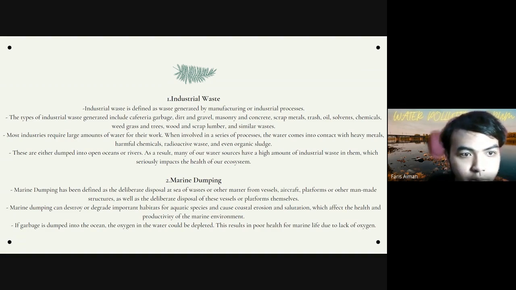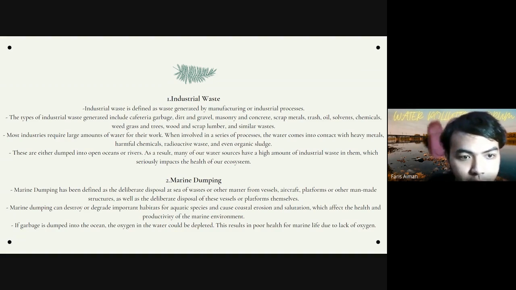Most industries require large amounts of water for their work. When involved in a series of processes, the water comes into contact with heavy metals, harmful chemicals, radioactive waste, and even organic starch. These are either dumped into open ocean or rivers. As a result, many water sources have a high amount of industrial waste in them, which seriously impacts the health of our ecosystem. Second is marine dumping.